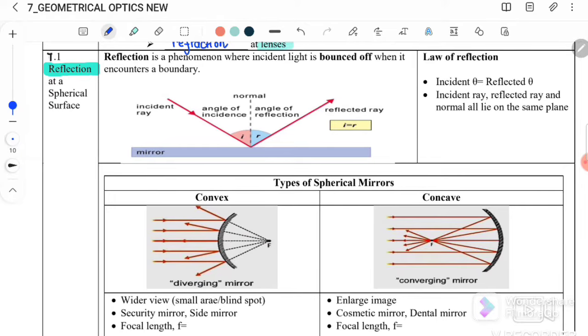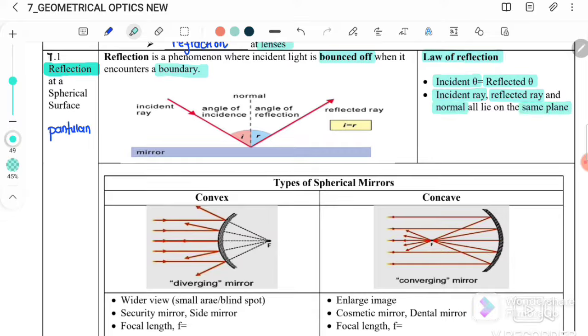Reflection is something you already learned in secondary school, where it's a pantulan. Reflection is a phenomenon where the incident light is bounced off when it encounters a boundary. The law of reflection is that the incident angle must equal the reflected angle, and the incident ray, reflected ray, and normal all lie on the same plane.